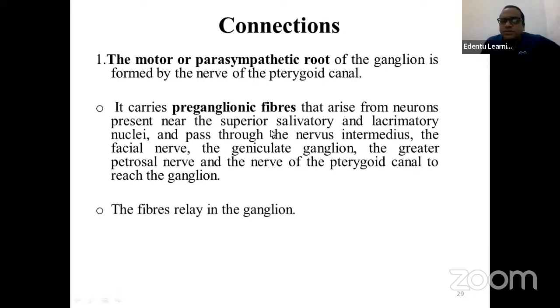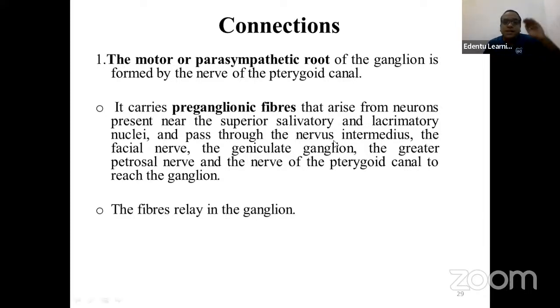Similarly, preganglionic fibers will start from the superior salivatory nucleus, lacrimatory nucleus. See, what the preganglionic fibers are is nothing but the intracranial course. If you see the diagram of the facial nerve, which I'm going to discuss today after a few minutes, it is the same, cut, copy, paste. The preganglionic fibers will arise from the superior salivatory and lacrimatory nucleus, pass through nervus intermedius, facial nerve, geniculate ganglion, greater petrosal nerve, nerve of pterygoid canal. Just compare and see the facial nerve diagram. Then this part is done.